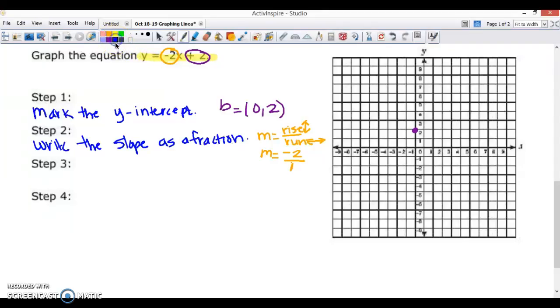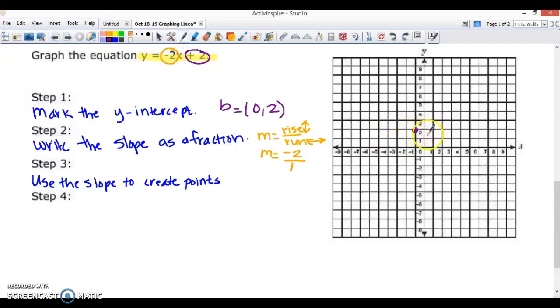The third step is to use the slope to create points. What you want to do is always start at the y-intercept. And I already have it marked on my graph. So I'm going to start at the y-intercept. And you can either choose to go up or you can go down. Whichever one you choose is perfectly fine. I'm going to go up first.